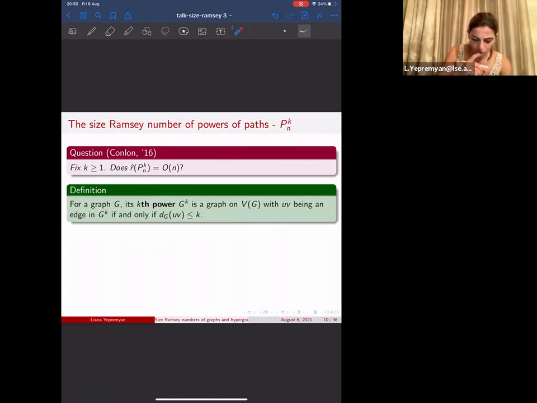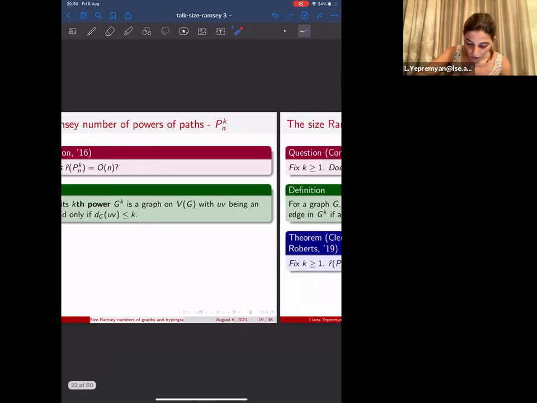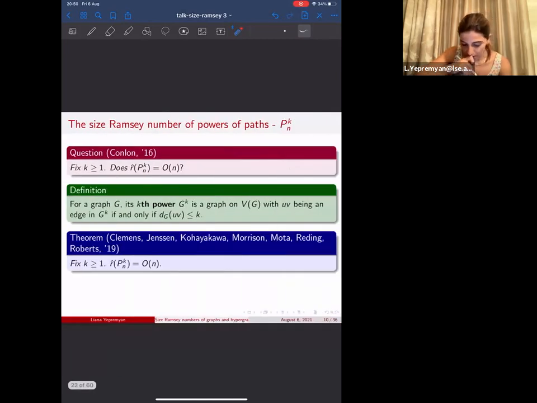So first of all, let me just remind you what is a kth power of a graph G. It's a graph on the same vertex set as G. And now we have uv being an edge in the kth power if and only if their distance is at most k, meaning that their distance in G is at most k. This was proven by Clemens, Jenssen, Kohayakawa, Morrison, Mota, Reding, and Roberts that this is indeed the case, that the size Ramsey number of powers of paths is also linear.